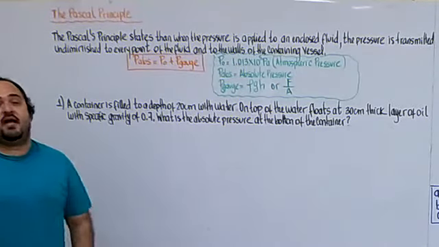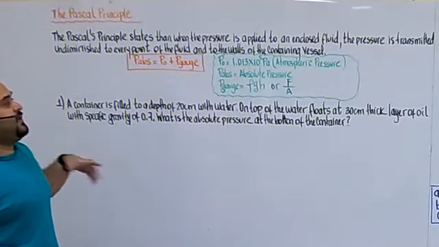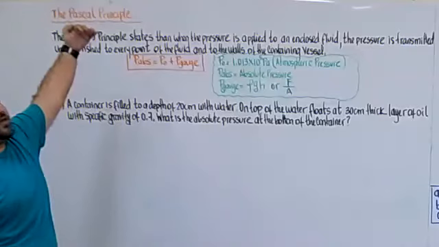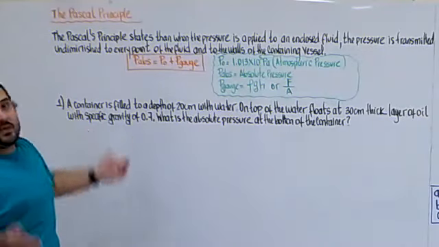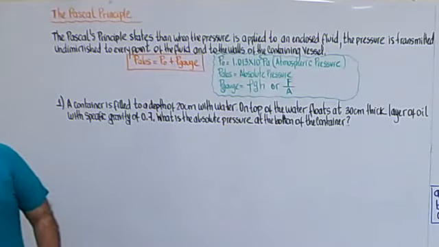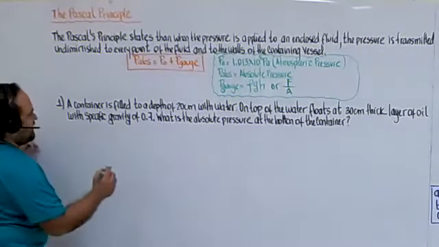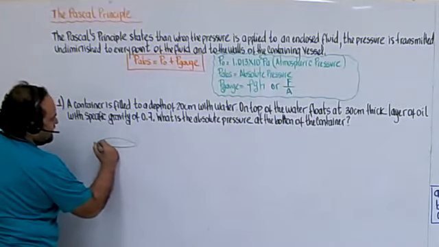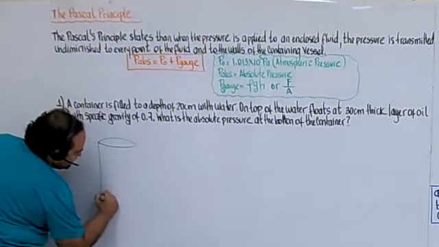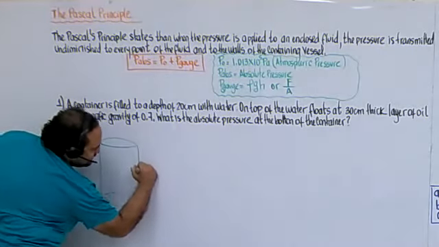Well, if the problem is asking for the absolute pressure, that means the highest part of this container will be open to the atmosphere. So what are we going to do? The first thing that we have to do is draw the container, in the shape of a cylinder, which is a practical way to represent this situation. We have a cylinder, all right?